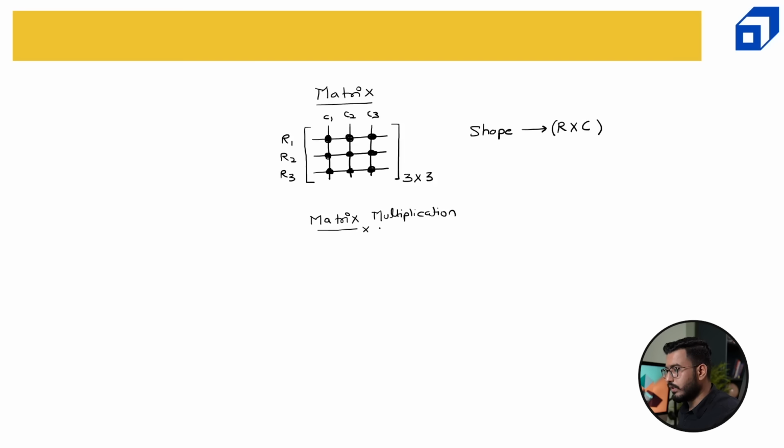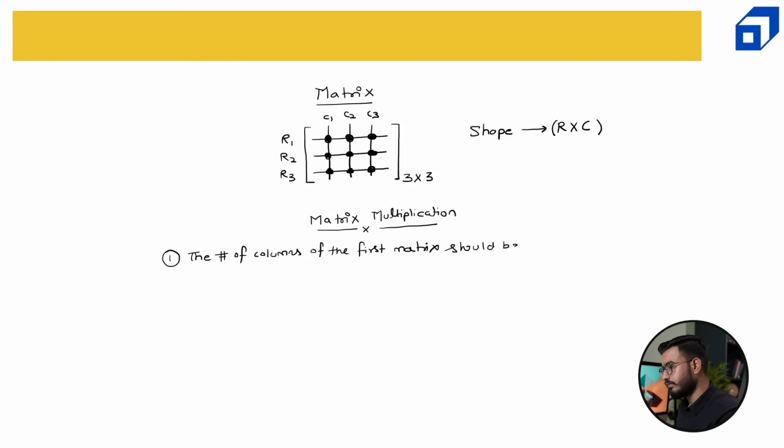The very first rule is the number of columns of the first matrix should be equal to the number of rows of the second matrix.